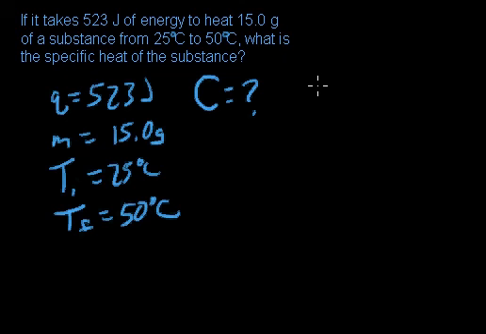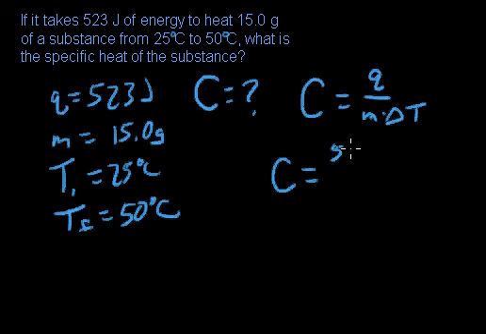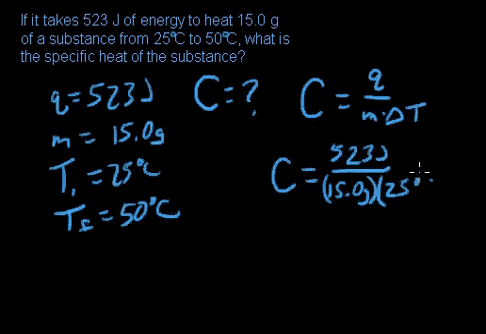So the next thing we want to do is write down our equation. Our equation is specific heat equals Q over M times delta T. And now we're going to substitute what we know. So specific heat equals the Q, 523 joules, divided by the mass, 15.0 grams, divided by the change in temperature. And our change in temperature is final minus initial, 50 minus 25, which is 25 degrees Celsius. And so now we do our math: 523 divided by 15 divided by 25.